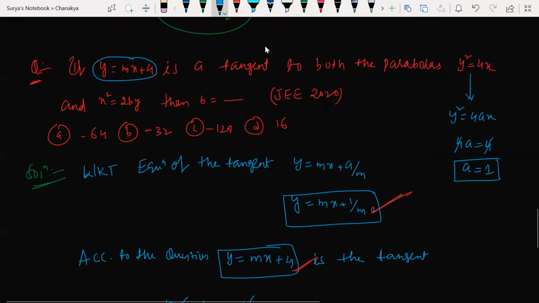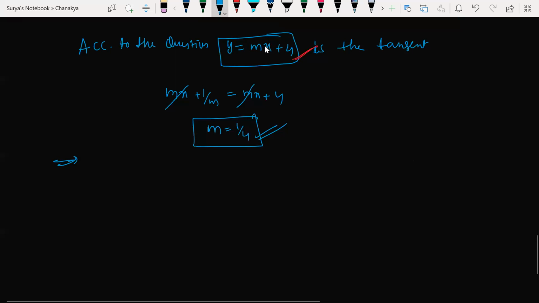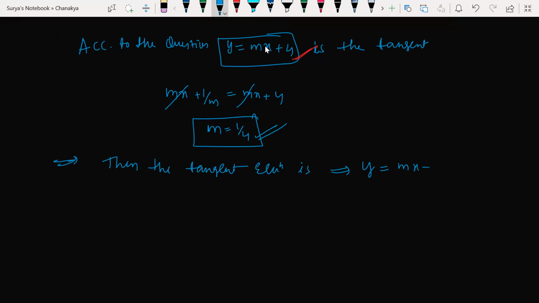So as per the given question, the tangent equation is what? Y is equal to mx plus 4 given. Then y is equal to mx plus 4, m का वैल्यू तो मुझे पता चल गया था. What is m value? 1/4. सब्स्टिट्यूट करो इधर, तो y = x/4 plus 4. ठीक है, करेक्ट? यस सर, नो?